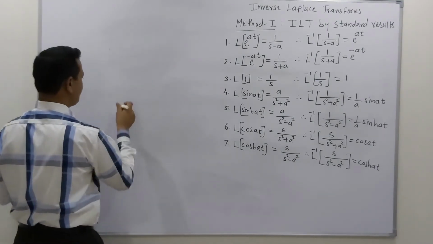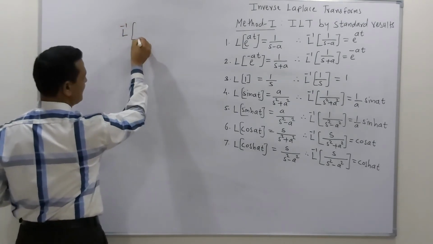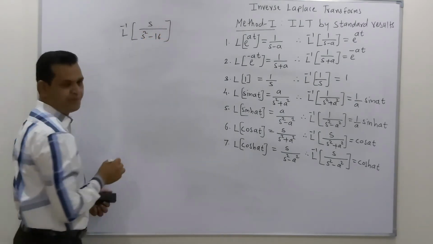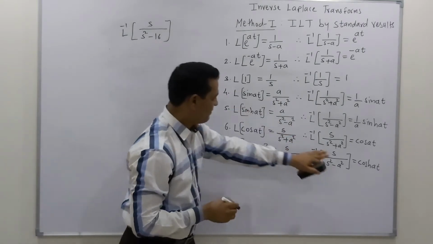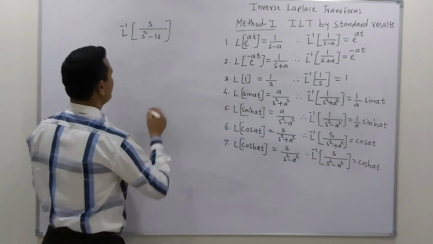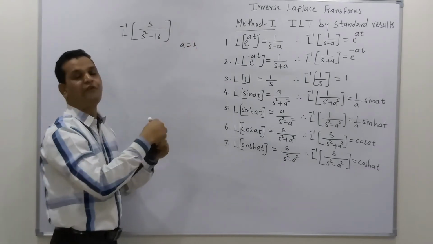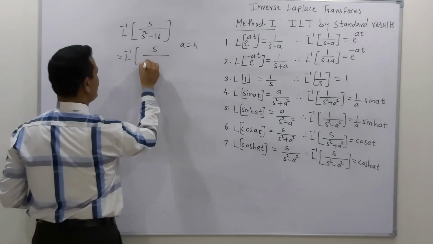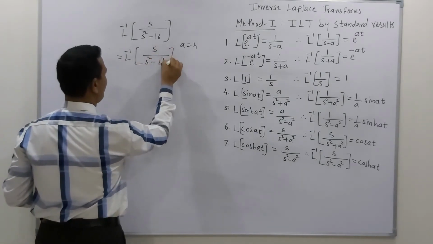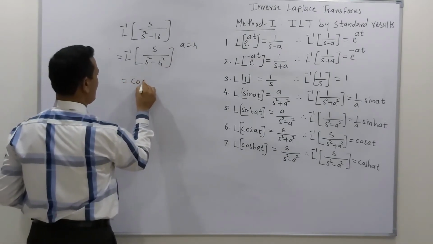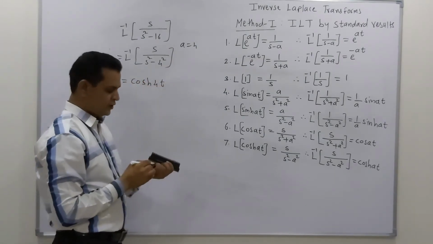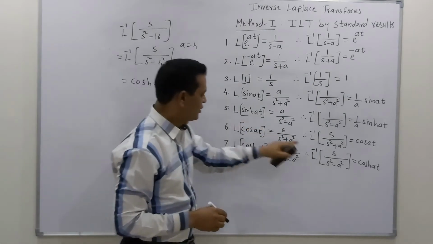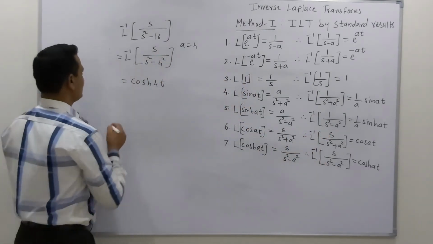Suppose we want to find the inverse Laplace transformation of s upon s square minus 16. If we compare this example with the standard result, we get the value of a as 4, because 4 square is 16. So we can write this as the inverse Laplace transformation of s upon s square minus 4 square, which is cosh of 4t. We write the hyperbolic cos function here because the middle sign between s square and 4 square is minus. That's why it is the hyperbolic cos function.